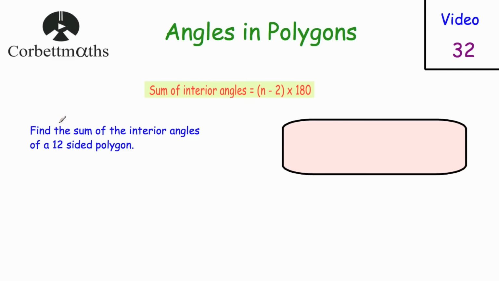So here we've got a question, and it says find the sum of the interior angles of a 12-sided polygon. So a 12-sided polygon, that's a dodecagon, I believe, and we need to find the sum of the interior angles. We need to find out what the angles in that 12-sided shape will add up to. And the formula is to do n take away 2 times 180. So if we take our 12 sides and do 12 take away 2, that's equal to 10, and then do 10 multiplied by 180, that's equal to 1800. So in a 12-sided polygon, the angles would add up to 1800 degrees.